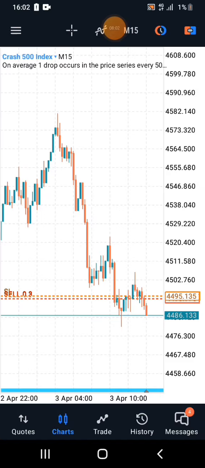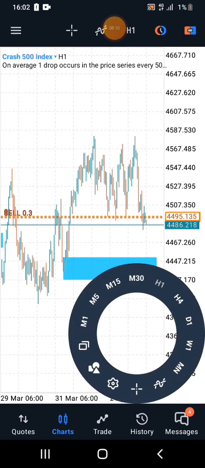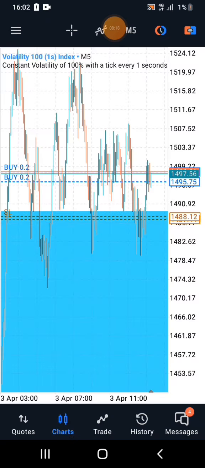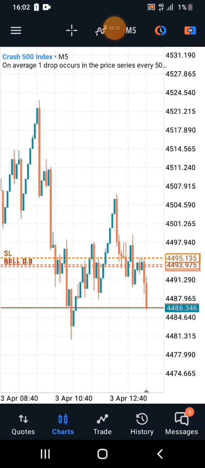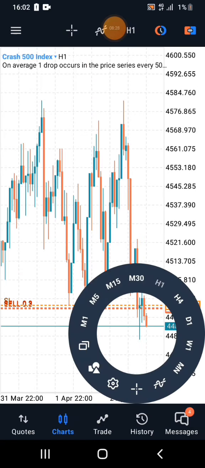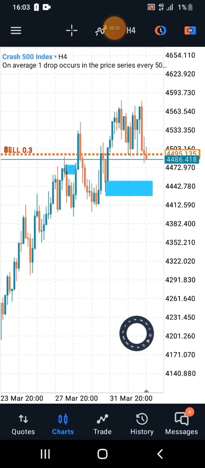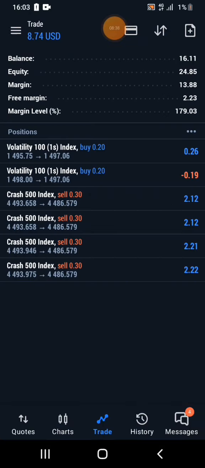I don't know why my MT5 freezes most of the time. You can see we made a very big crash. So you can check on 1 hour. Very nice, and we are running in massive profits of around $9, and we have equity running close to 25. Now we are satisfied with our crash 500. What we're gonna do is close everything here on crash 500, because we can't ask for more. We got what we wanted here.